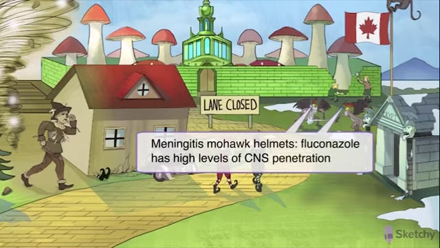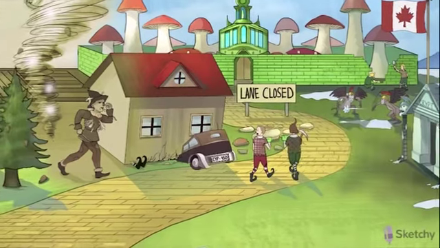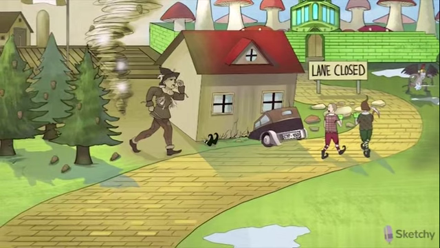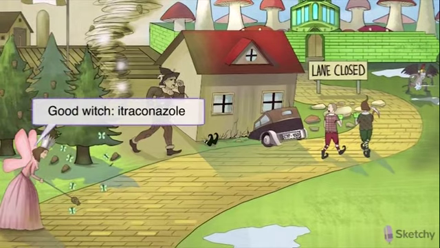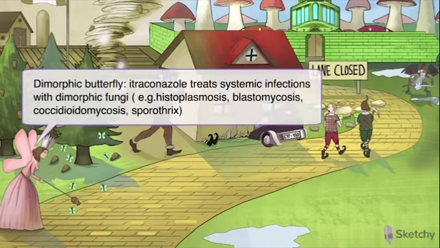Fluconazole has some activity against the dimorphic fungi, but mainly against coccidioidal meningitis. So let's move on to the drug of choice for treating dimorphic fungi, itraconazole. Itraconazole is represented by the good witch Reconazole. Notice that the good witch has butterfly wings. This is because in Sketchy Micro, our dimorphic fungi, the ones that change from yeast to mold when causing systemic infection, are associated with a butterfly, which is a dimorphic creature that morphs from a caterpillar.